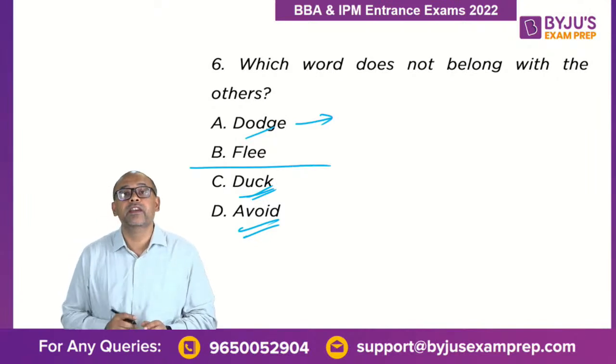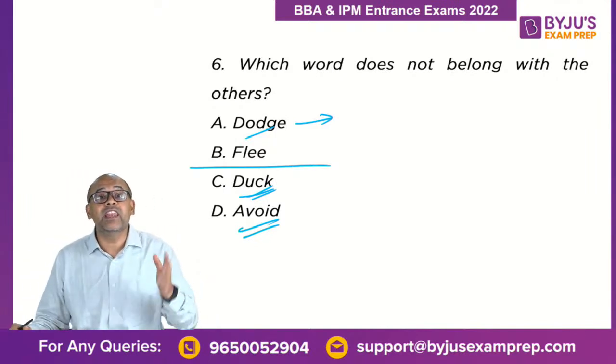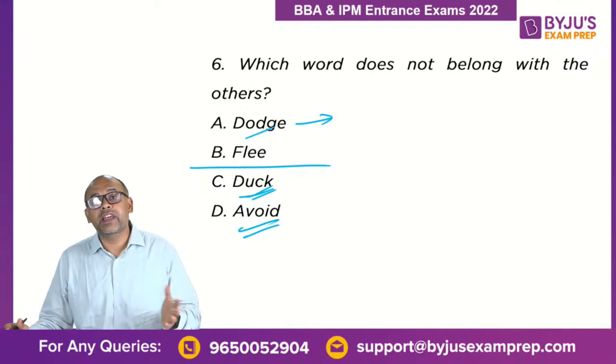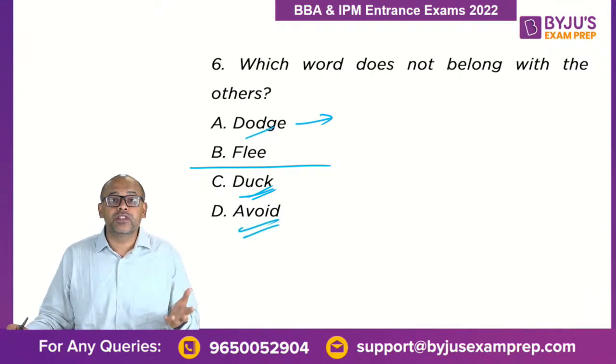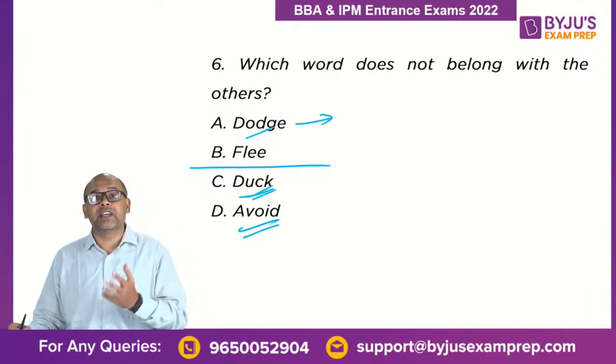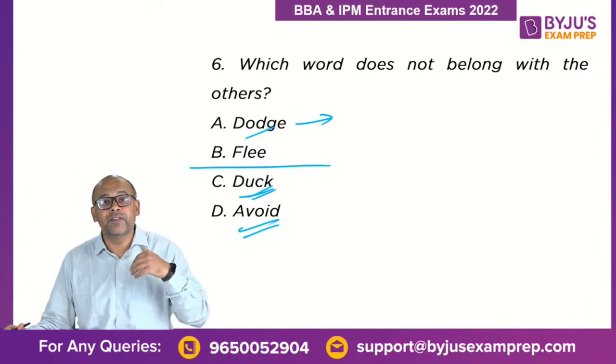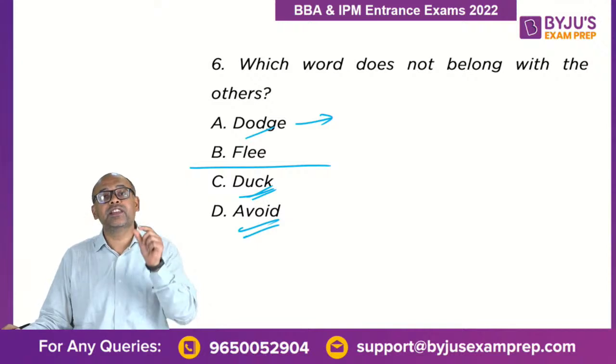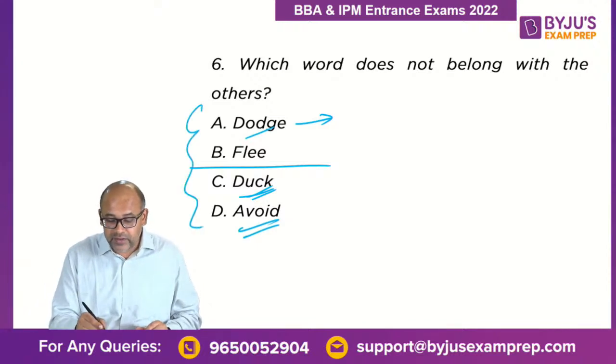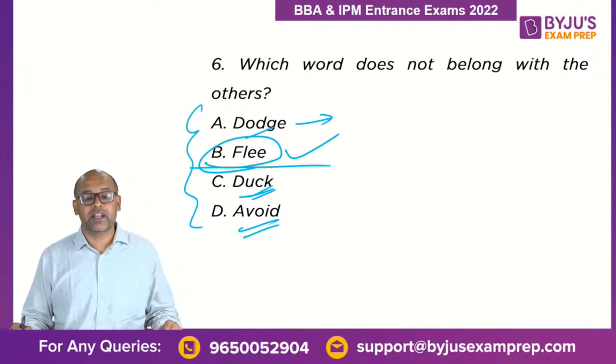Whereas flee in English means running away. Running away is not exactly called dodging or ducking or avoiding. It is basically aap bhag rahe ho. You are going away from the person. There is a slight difference between these three words and flee. That is the reason why flee is the correct answer.